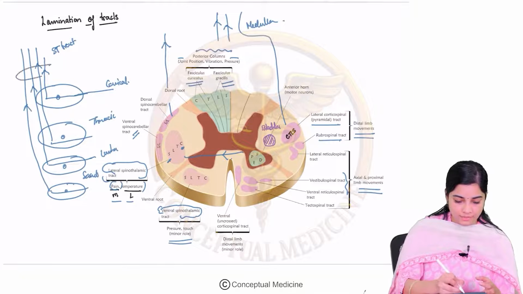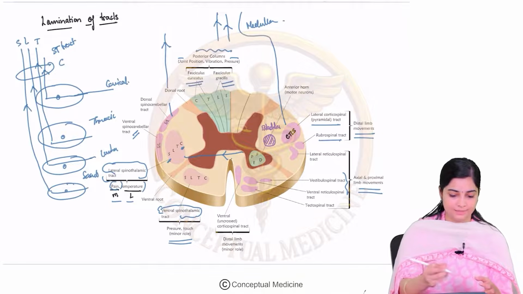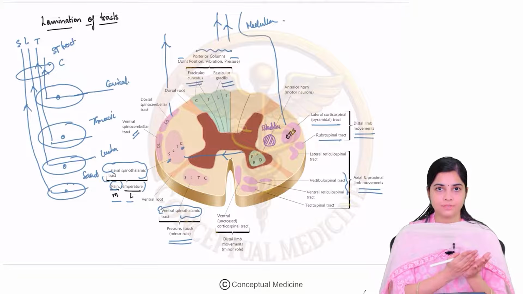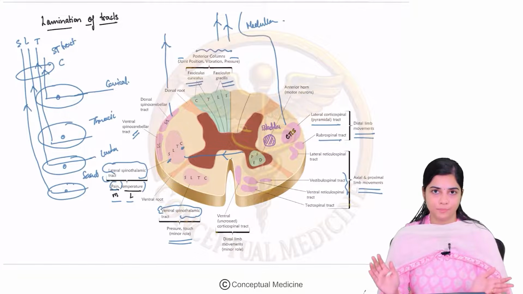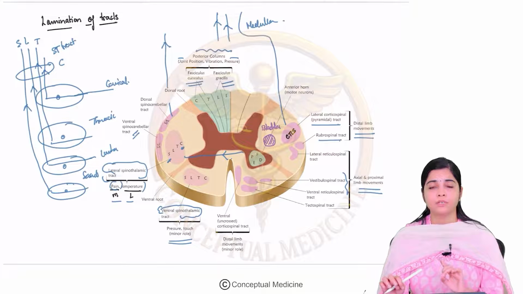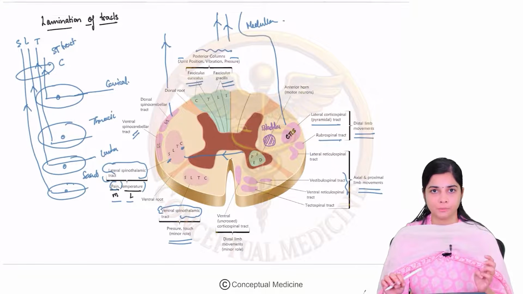So can you see the arrangement? The medial most is C, T, L, S. This is what we mean by the lamination of the tracts. So the medial most fibers are cervical, lateral most fibers are sacral in both your pyramidal tracts and your spinothalamic tracts. Okay, remember this, very important, because based on this lamination only you will know the differences in your different patterns of weakness and different types of myelopathies.